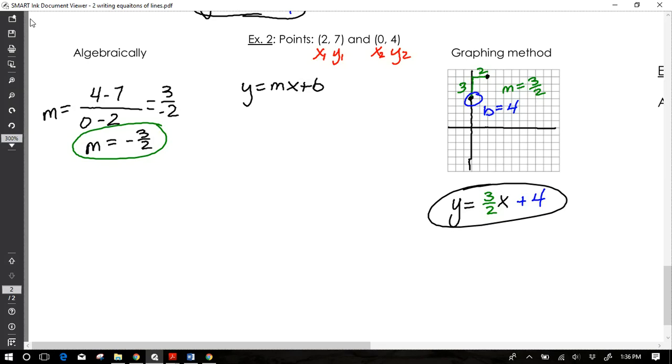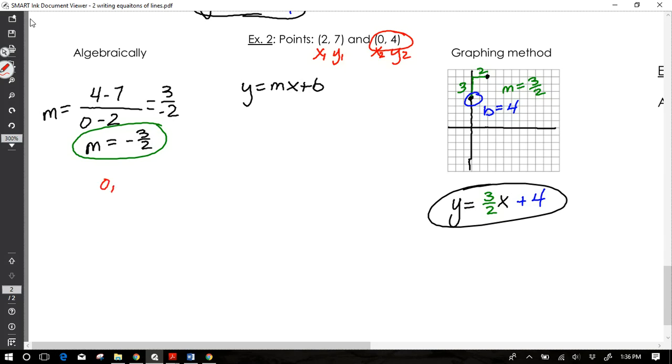So I have identified my ordered pairs as x1, y1, x2, y2. I wrote down y equals mx plus b because I'm going to use that next. And then I found my slope by doing y2 minus y1 over x2 minus x1. Now that I have my slope, I need to choose one of my 2 points. Let's just use the second point.